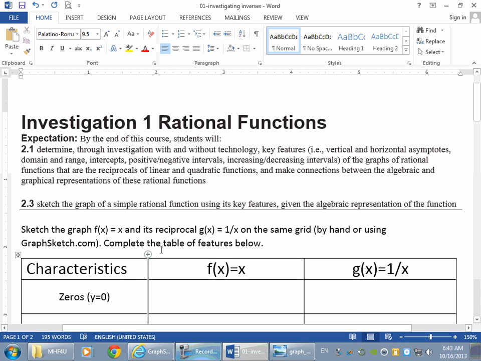Okay, good morning. We're going to take a bit of a step back from where we were yesterday. I'm just going to take it a little bit slower. I've included the ministry expectations on this handout.